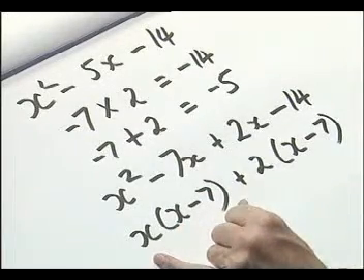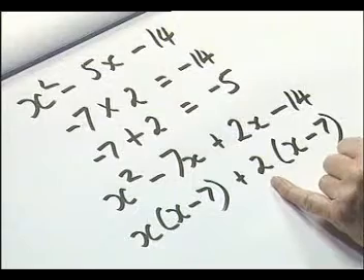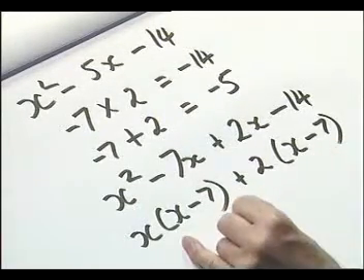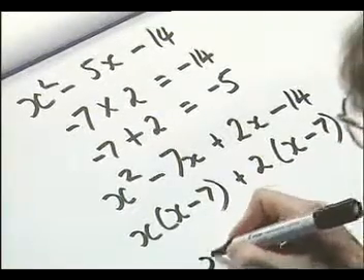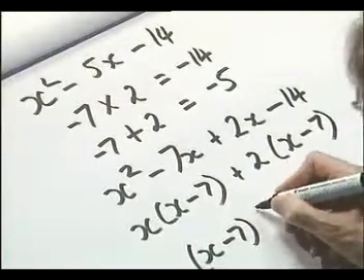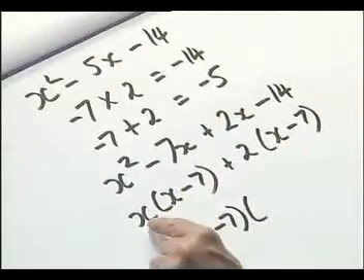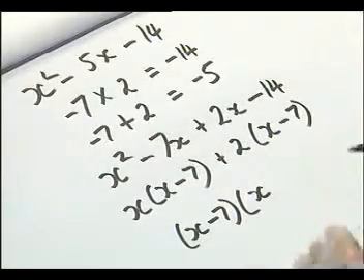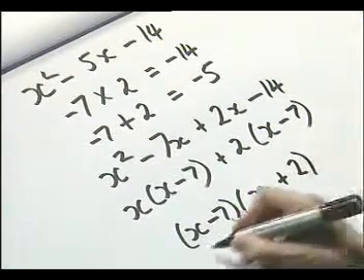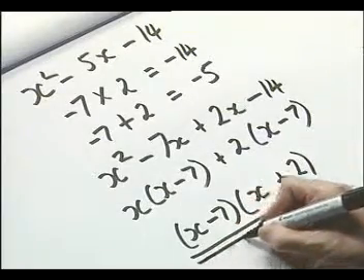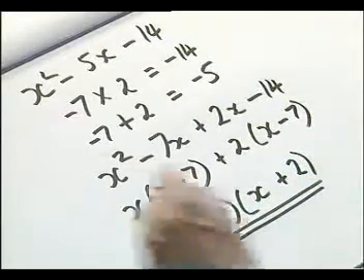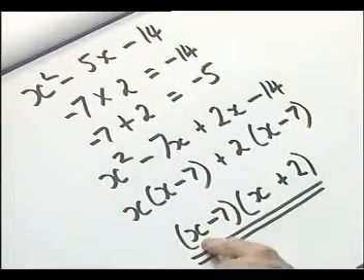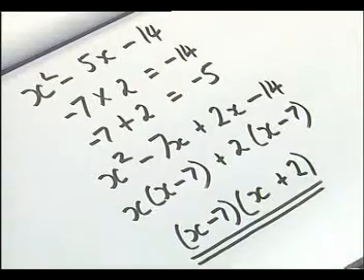Two lumps of algebra, that one, and each one's got the same factor in, this x minus 7. So we'll take that as our common factor. So x minus 7 is multiplying x, and it's also multiplying plus 2. So again, we've arrived at a factorisation of this. x squared minus 5x minus 14 factorises as x minus 7, x plus 2.